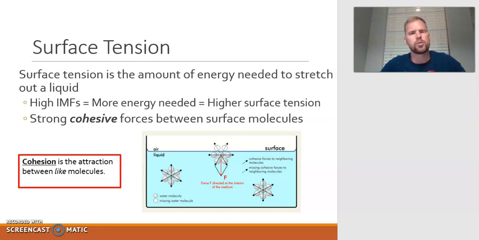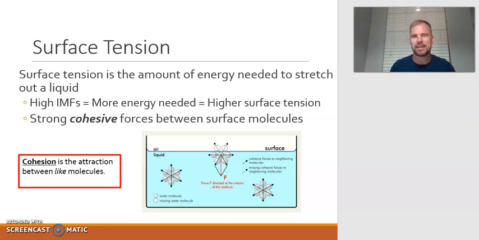You're probably familiar with surface tension, right? You see a bug or a leaf floating on the surface of the liquid, and it doesn't quite penetrate the surface of the liquid. It's able to float. Well, surface tension is actually directly correlated to intermolecular forces. Surface tension is defined as the amount of energy needed to stretch out the liquid.